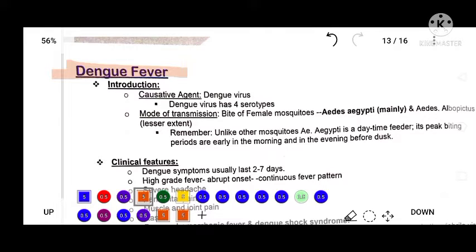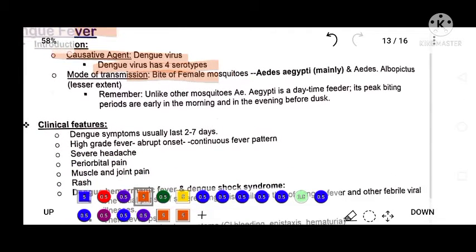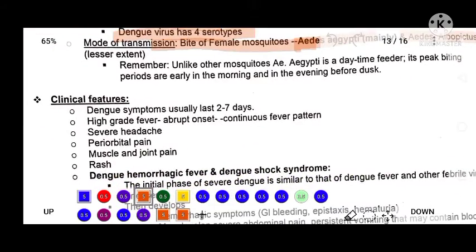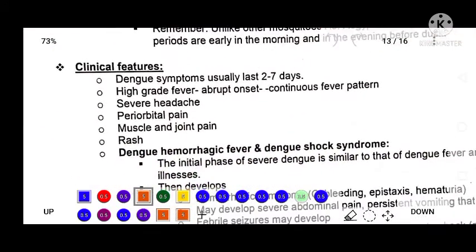Dengue fever is caused by dengue virus, which has four serotypes, and its mode of transmission is the bite of the female mosquito Aedes aegypti; Aedes albopictus can also create this condition. As we know, it is a viral infection, and there are certain clinical features of this fever. Symptoms usually last for 2 to 7 days with high grade fever, abrupt onset, continuous in pattern.